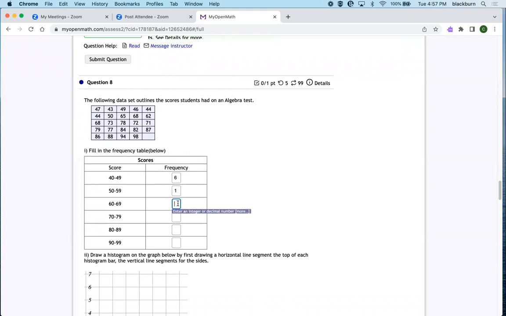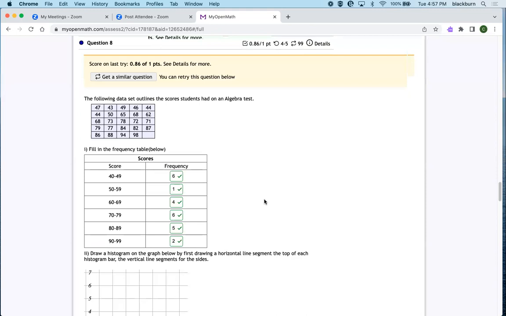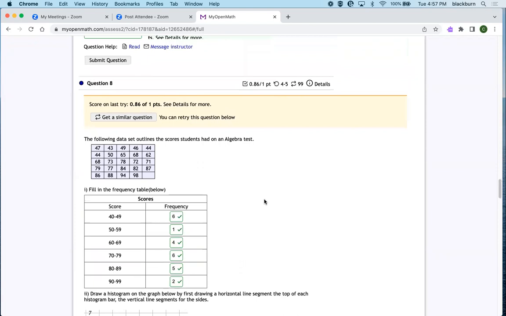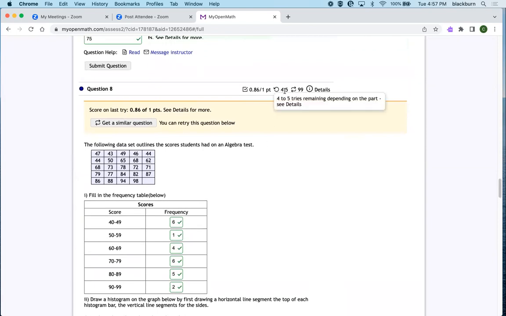You all probably have different numbers. 1, 2, 3, 4 between 60 and 69. 1, 2, 3, 4, 5, 6 between 70 and 79. 1, 2, 3, 4, 5 between 80 and 89, and then 2. Let's make sure those are all right before I go on. So I just hit the enter button to make sure they're all right. It probably takes a try away from me, but that's all right.